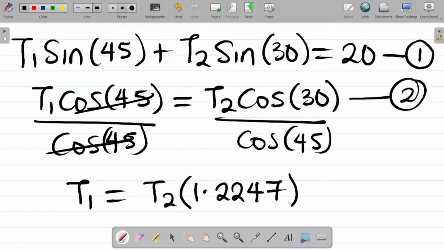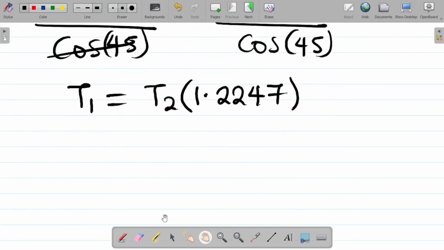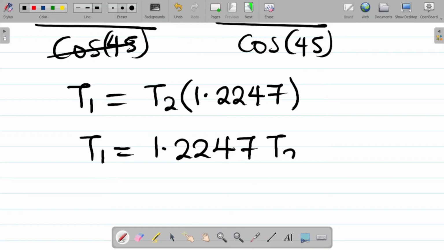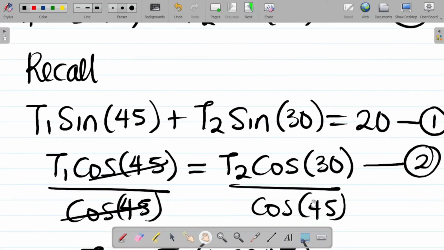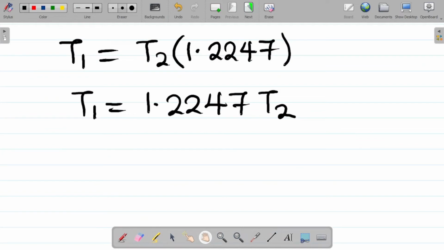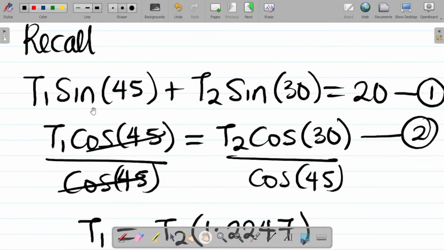I'm using 4 decimal places because this is not my final answer. Whenever it's not your final answer, you're free to use about 4 decimal places. It's my advice anyways. So from here we'll have that T1 is equal to 1.2247 T2. We'll put this value of T1 into equation 1.